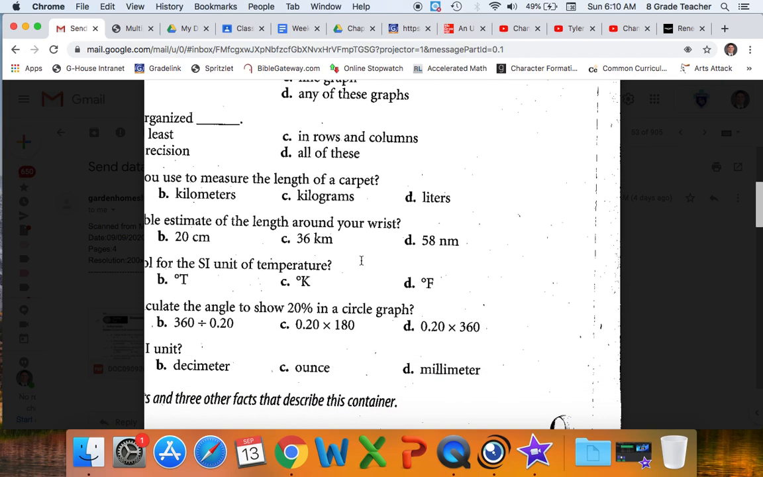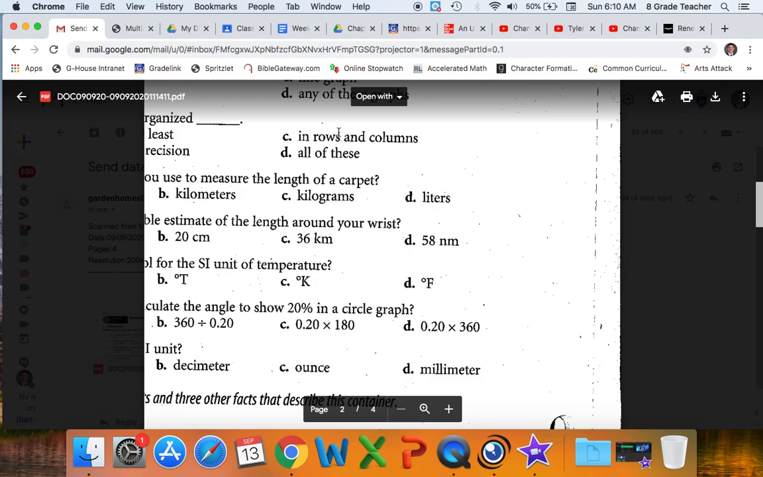15. Data in the table is organized in A from greatest to least, B to the greatest precision, C in rows and columns, or D all of these. I think C is our best answer, rows and columns, right here. Number 16. What unit would you use to measure the length of a carpet? Meters, kilometers, kilograms, liters. I'm going to pick A, meters. 17. Which is a reasonable estimate of the length around your wrist? A, 8 millimeters, really, really small.